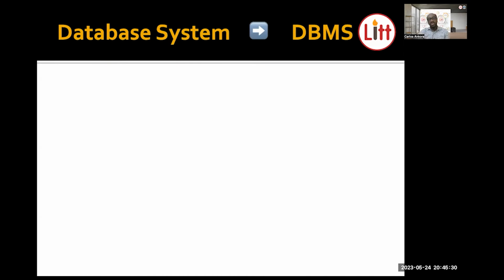A lot of people use the terms database system and database management system, and they get confused about when to use which term or which term is appropriate for which purpose. So let's look at that. We'll start with the database system.